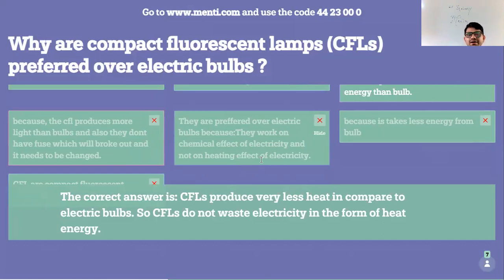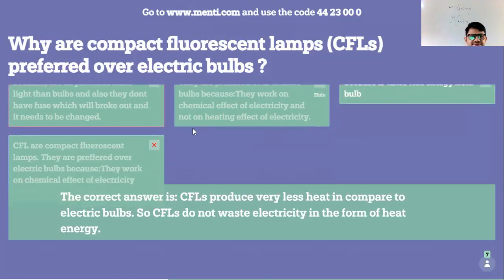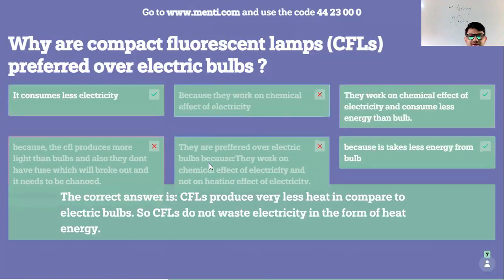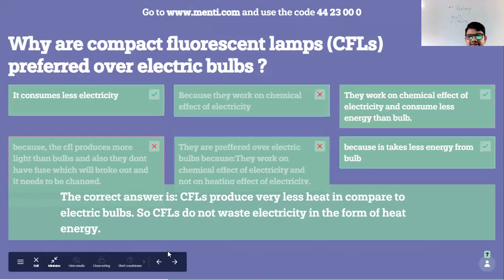So what is that chemical effect? Okay. What is that chemical effect? Simple answer is CFL produce very less heat. Simple. Less energy. Good. No. Means all have done Google or Brainly. That is why your answers are not correct.